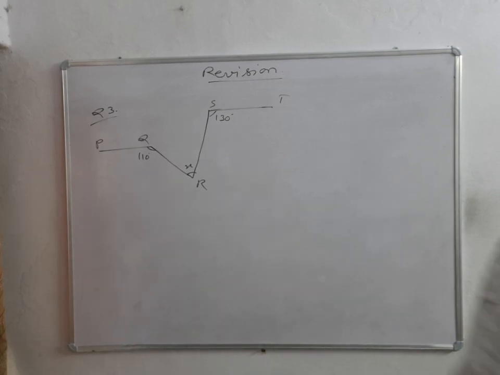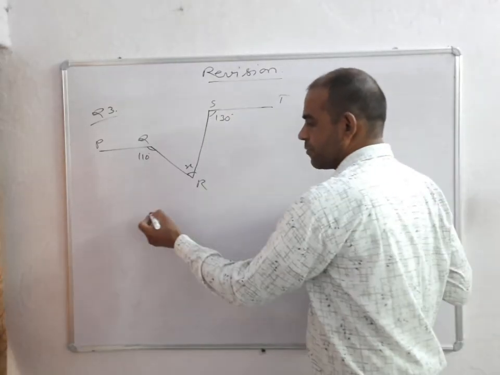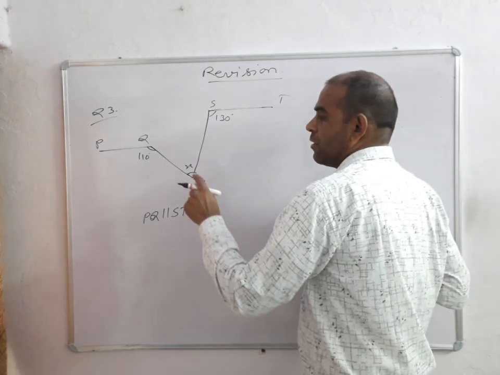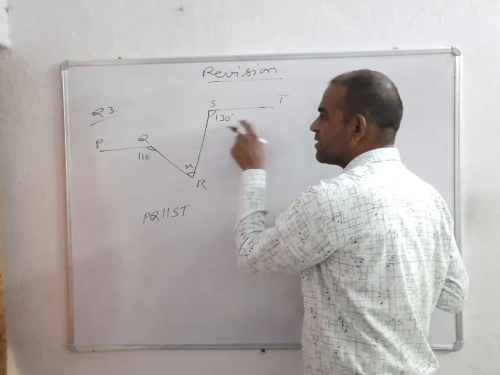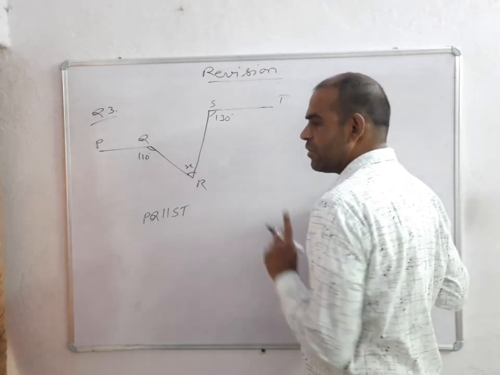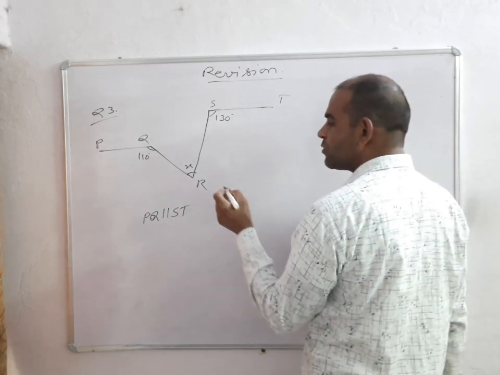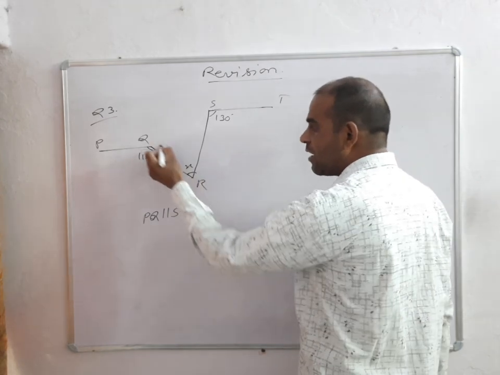And the next question is, PQ is parallel to ST, and angle PQR is 110 and RST is 130, and find the value of x. We can solve this question by drawing a parallel line through R and Q also.